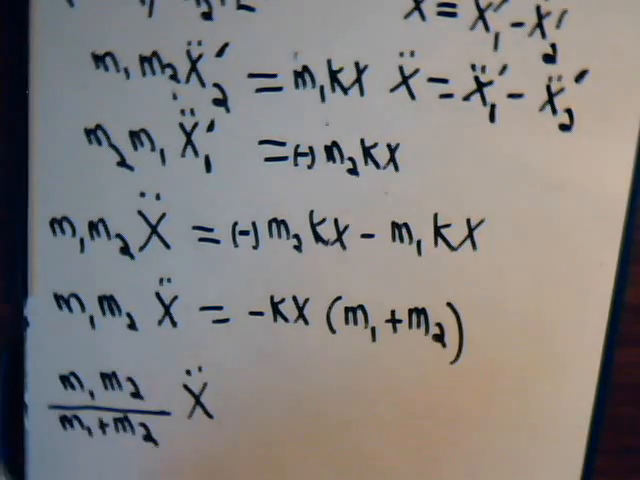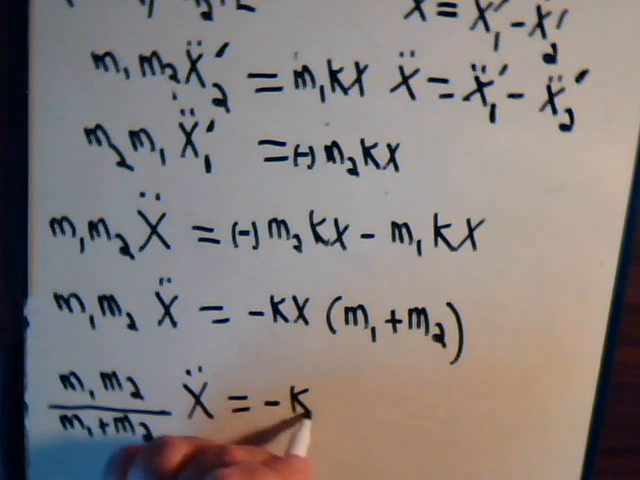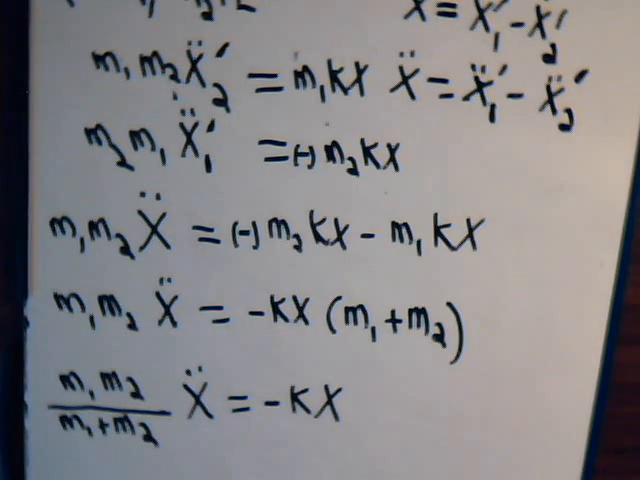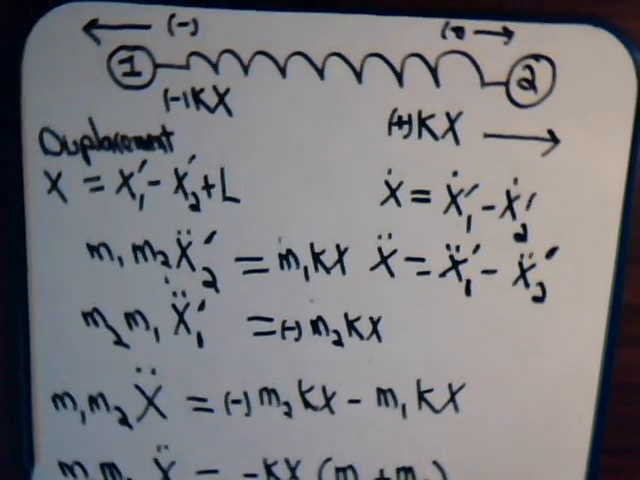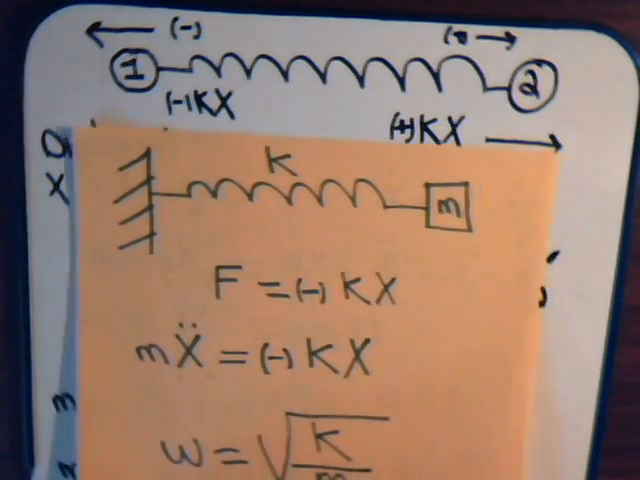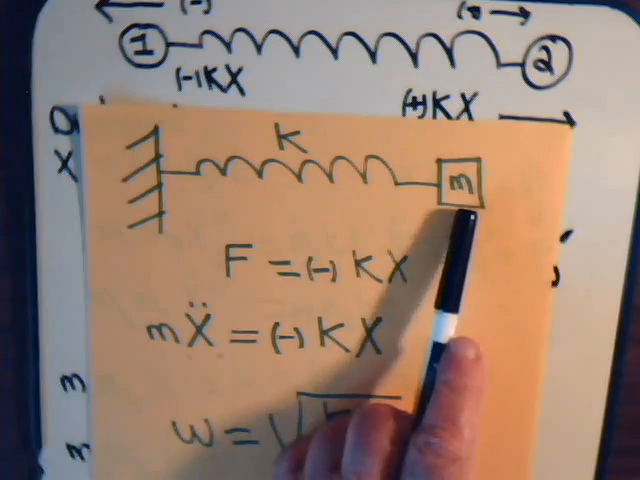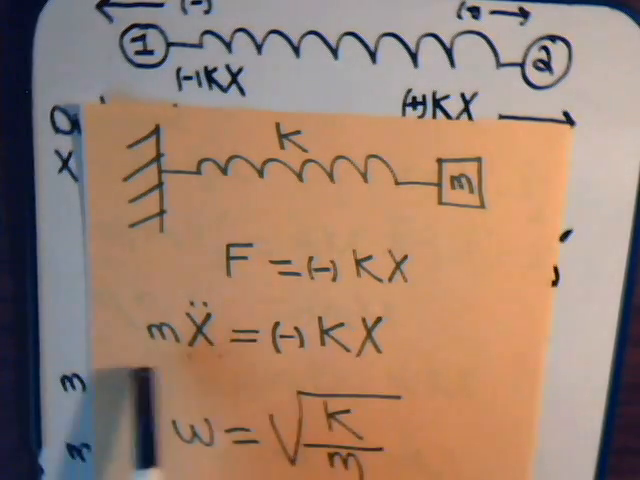The acceleration of displacement equals minus kx. So this is the equation of motion for our double oscillator. And of course it's completely analogous to the equation of motion when we have just a single mass attached.